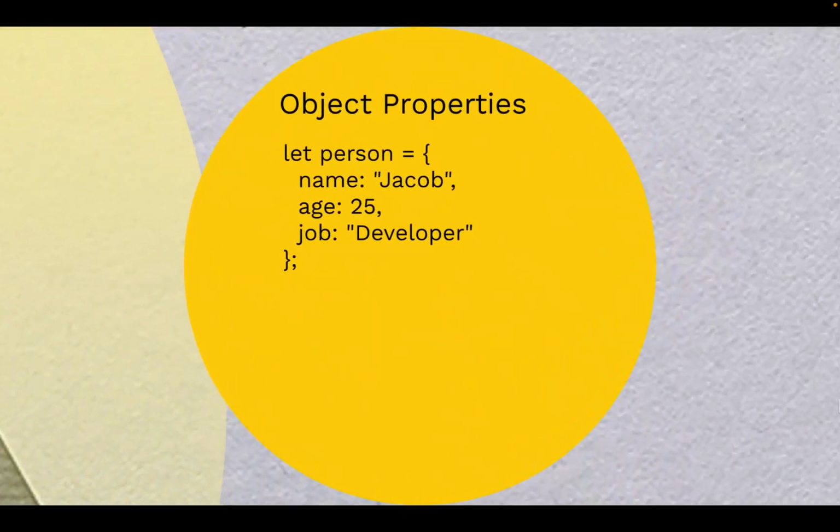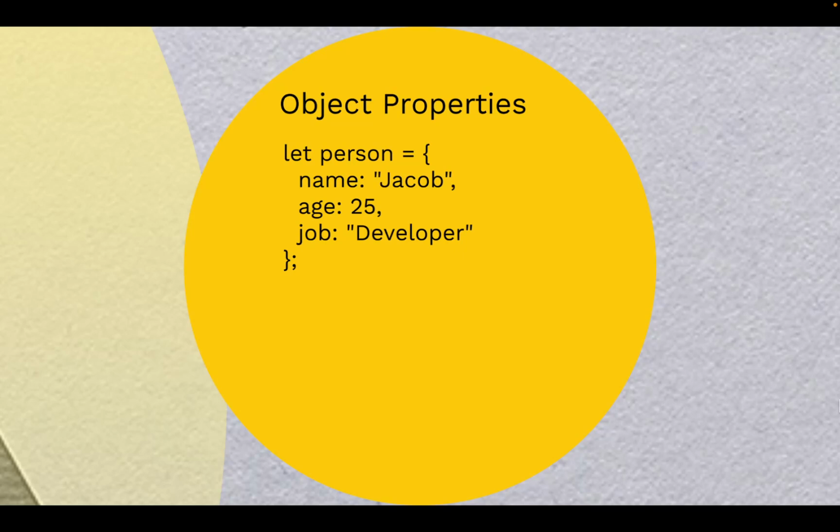Objects store data using key value pairs. In the example, the person object has 3 key value pairs. Name is the key, and Jacob is the value. Age is the key, and 25 is the value. Job is the key, and developer is the value.